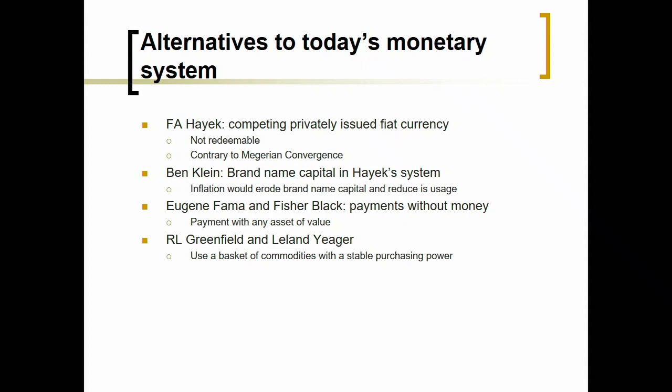I bring this up because this is, again, a problem that Bitcoin solves, but then creates other problems for it. Ben Klein said that brand name capital and Hayek's system could work. So he built off Hayek's model. If there was inflation, your brand name would erode. And again, that would reduce its usage.